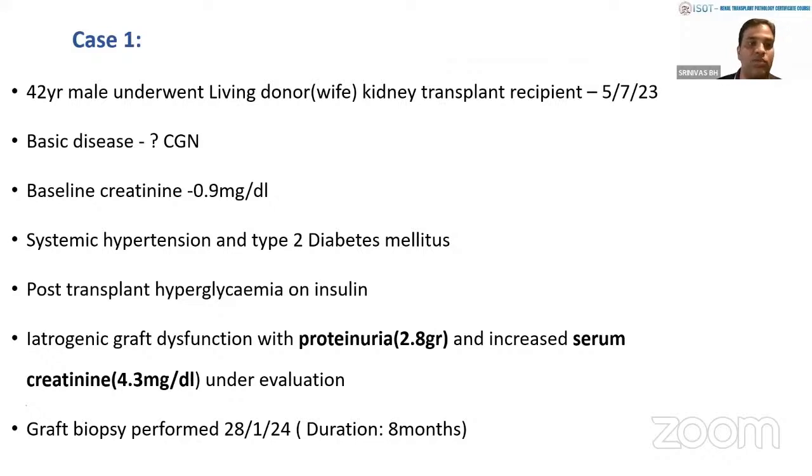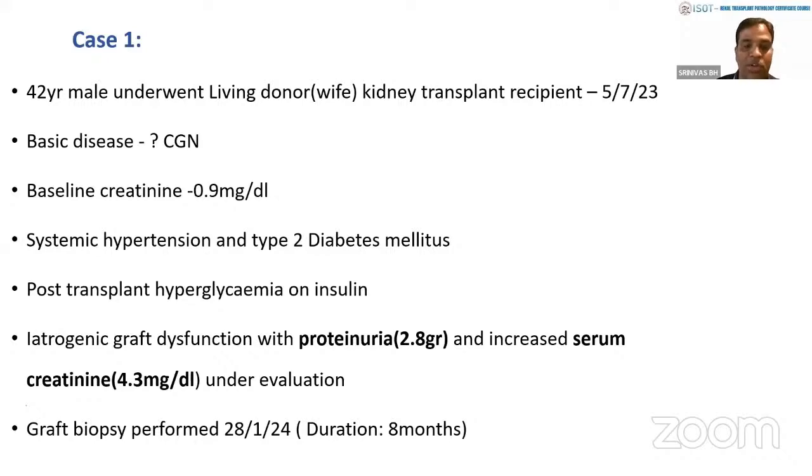So this is case one: a 42-year-old male who underwent living donor kidney transplant. The basic disease was chronic glomerular disease, baseline creatinine 0.9, with systemic hypertension and type 2 diabetes mellitus in the post-transplant setting, on insulin therapy. Suddenly, after 8 months, there was graft dysfunction with proteinuria of 2.8 grams and increased serum creatinine. So you can observe a significant amount of proteinuria.